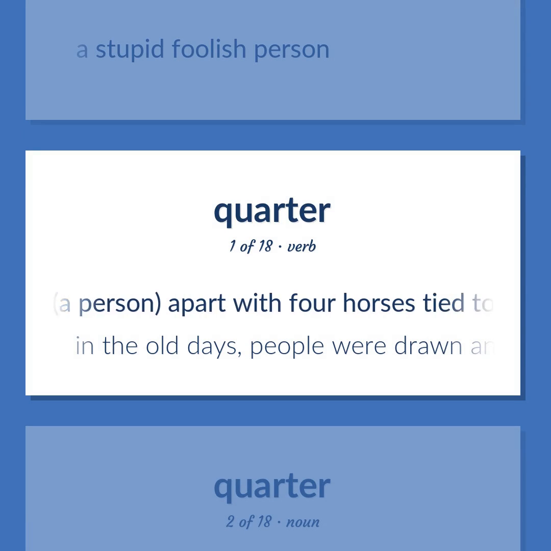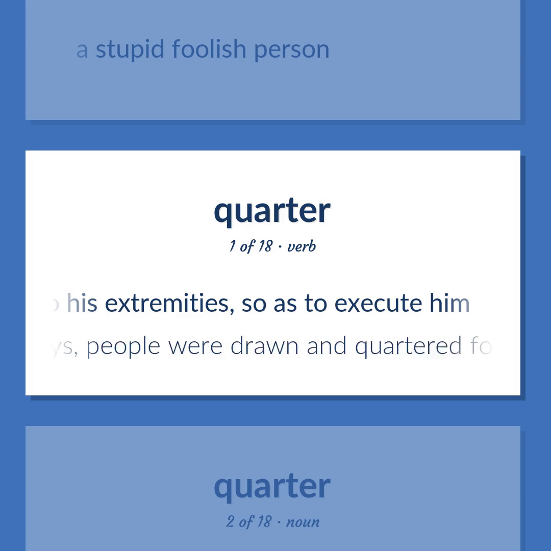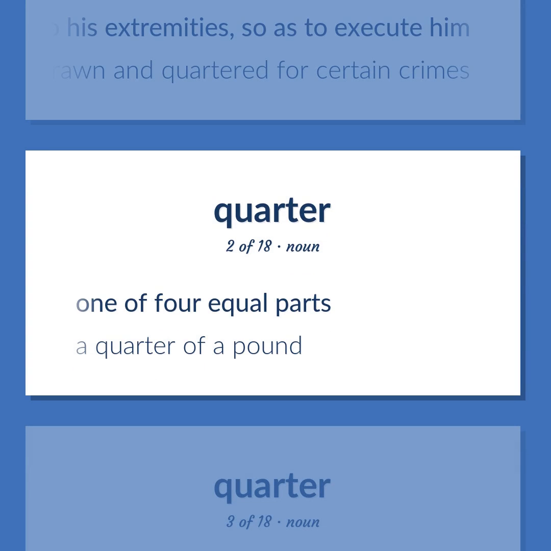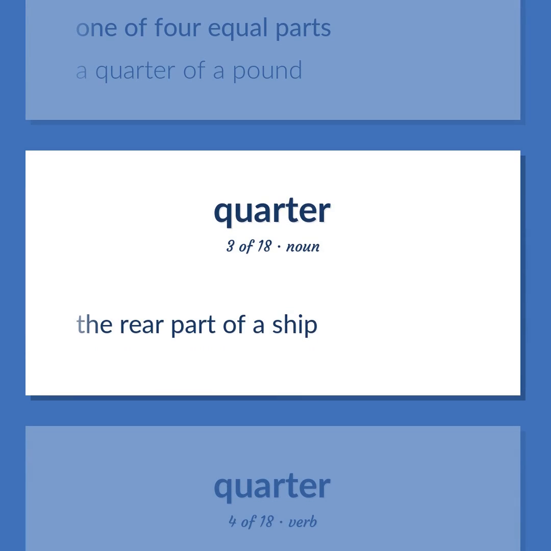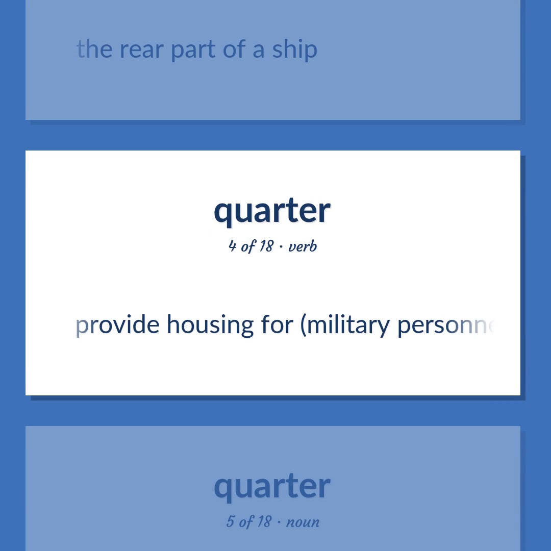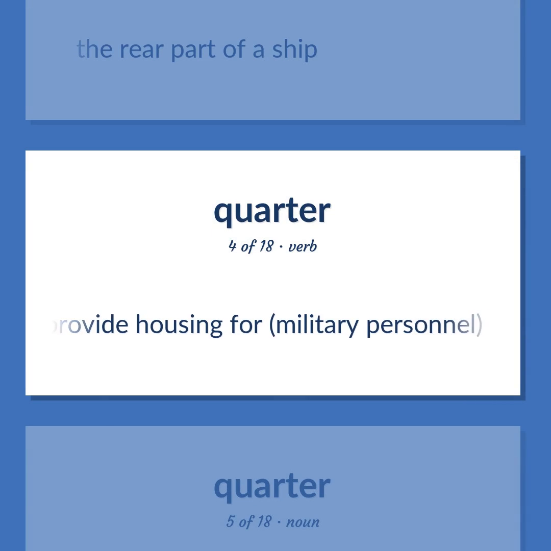Pull a person apart with 4 horses tied to his extremities, so as to execute him. In the old days, people were drawn and quartered for certain crimes. One of 4 equal parts. A quarter of a pound. The rear part of a ship. Provide housing for military personnel.